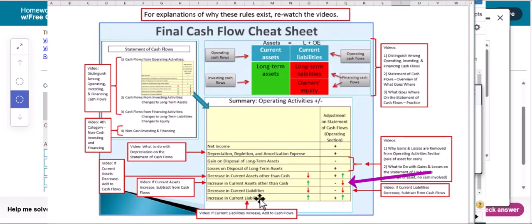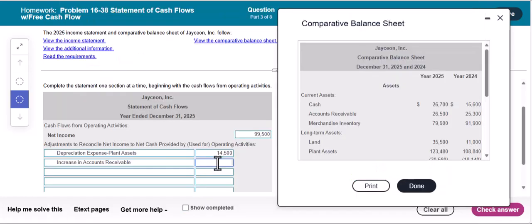The other way you could look at that is if our AR decreased, we would be receiving cash, so our cash would be going up. In this case, we are not receiving it. Our AR is just increasing. So that is going to be a negative 1,200.